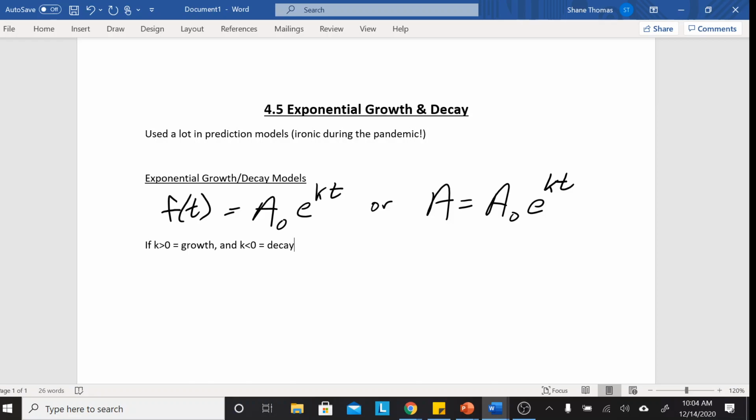And then a couple things about it. A sub 0 is your original amount, and that's at time 0. t equals time. Your A, or your big A on the left, is going to be your amount at time t. And k is your constant representing your growth or decay.